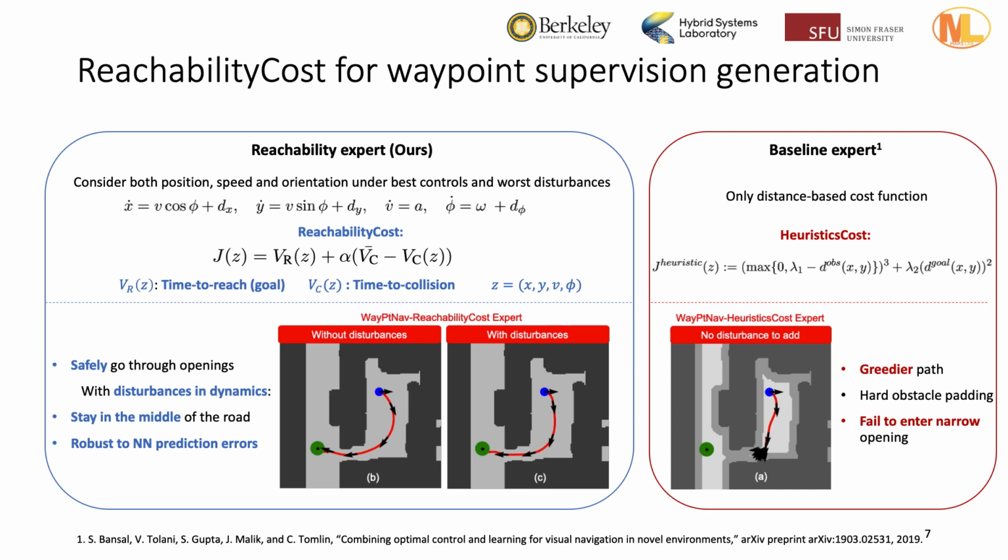Besides, we use disturbances in the dynamics to model the CNN's prediction error. As a result, the robot will stay in the middle of the road, which is more robust to the CNN's prediction error such as a deviated waypoint. To compare, the baseline methods use a heuristic cost. It only considers the distance to the goal and the distance to the obstacles, showing greedy behaviors and failing to enter narrow openings.